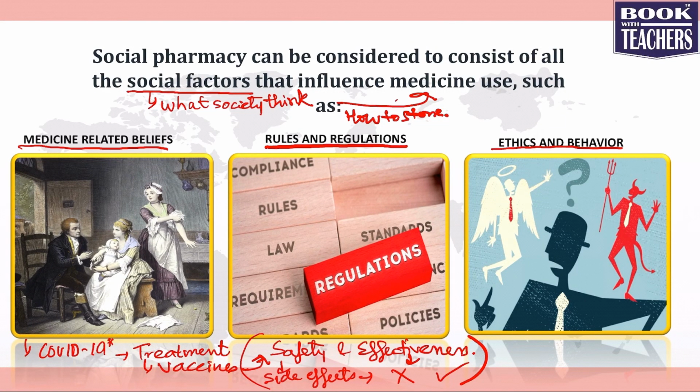And then we finally come to ethics and behavior. This we can basically say is what is right and what is wrong. So I'll give you a simple example. It is right to treat a patient who's having a disease, correct? Simple enough. But it is wrong to illegally export medications which the government has told not to export, correct? So just like this, there are various ethics and behavior. This is what we are going to basically learn in social pharmacy.